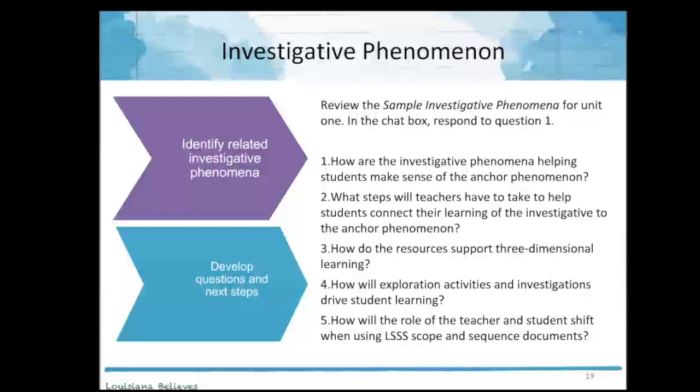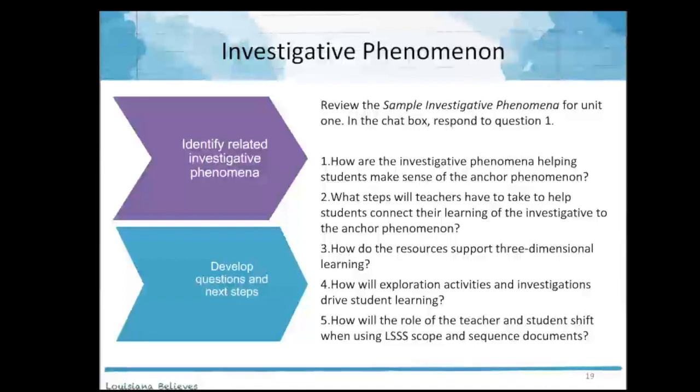What do the formation of the Grand Canyon and the disappearance of the Louisiana coastline have in common? How are they different? It's very important that teachers are making, and helping students make, those connections between the investigative phenomenon and the anchor phenomenon.